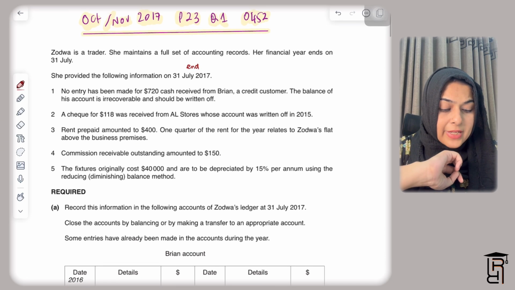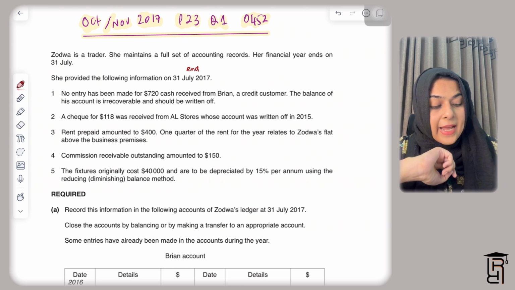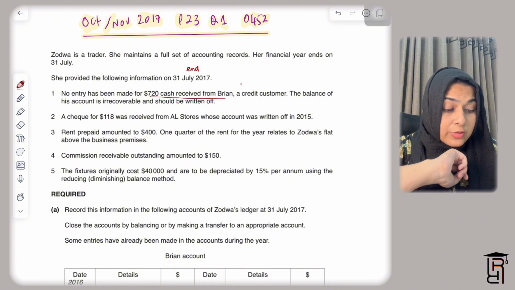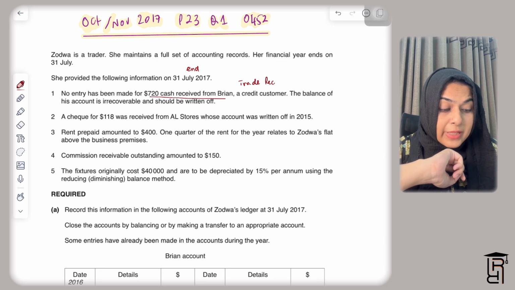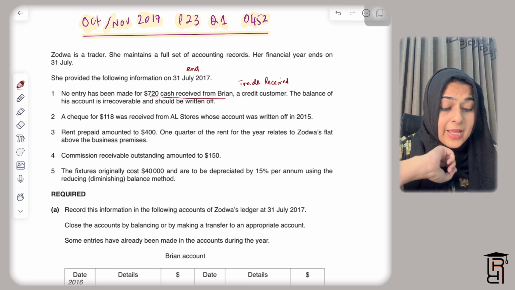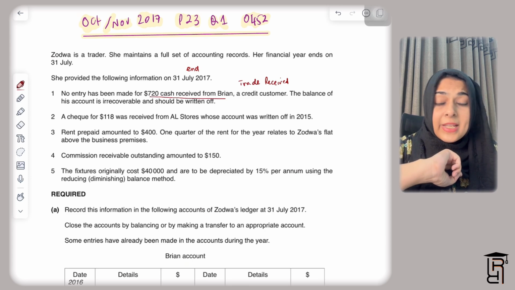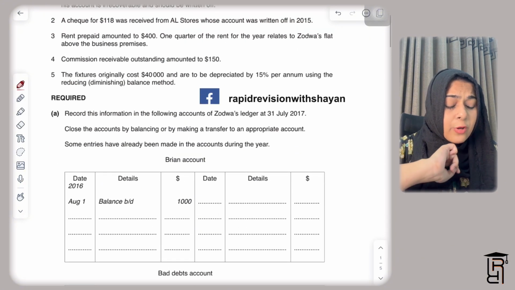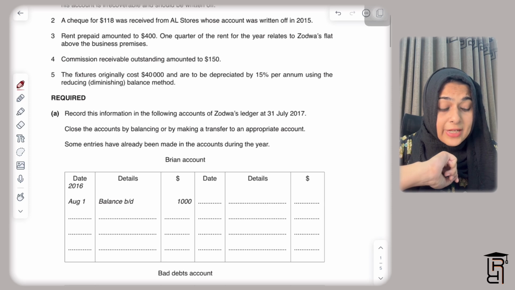Then they're saying no entry has been made for $720 cash received from Brian, a credit customer, also known as trade receivables. So someone from whom we expect to receive money. Brian has given us cash $720, and the balance of his account is irrecoverable and should be written off. In the first part, they are saying record this information in the following accounts of Zodwa's ledger at 31st July 2017. Close the account by balancing or making a transfer to an appropriate account.